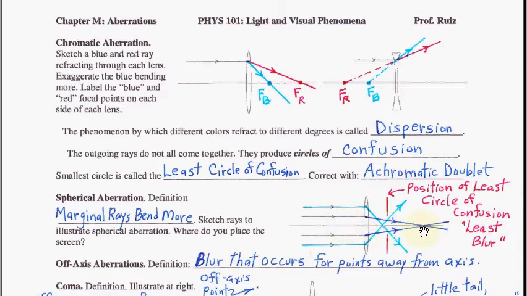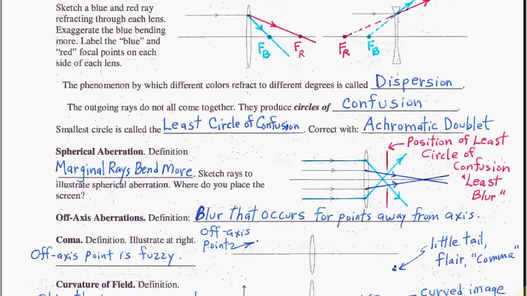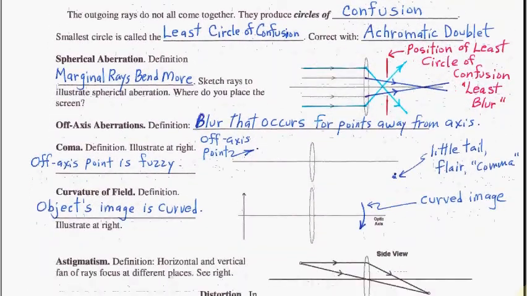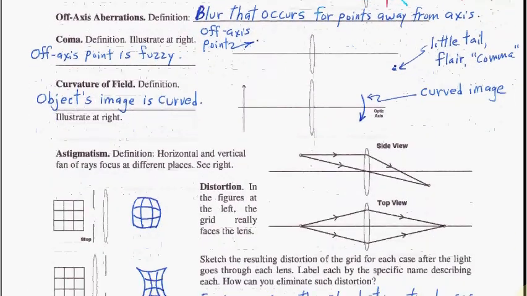Well, let's look at what happens for another aberration, the set called the off-axis aberrations, and these are more problems for photography. There's a blur that occurs for points away from the axis. So here's a point that's away from the axis. This is your optic axis, and this point is off the axis, and you get a point with a little tail, a little flare, like a comma, all right? So that's called coma. Off-axis point is fuzzy.